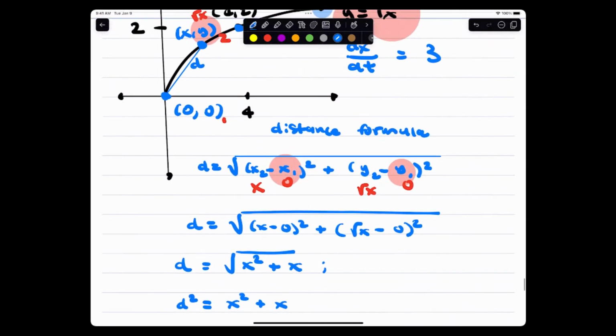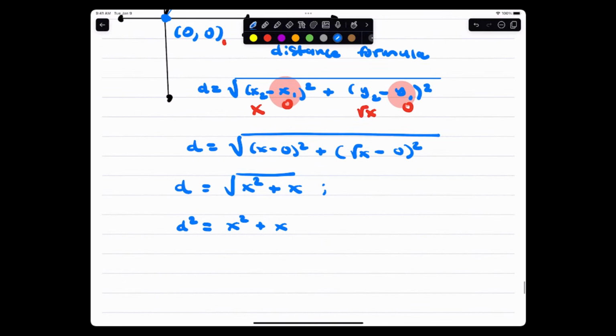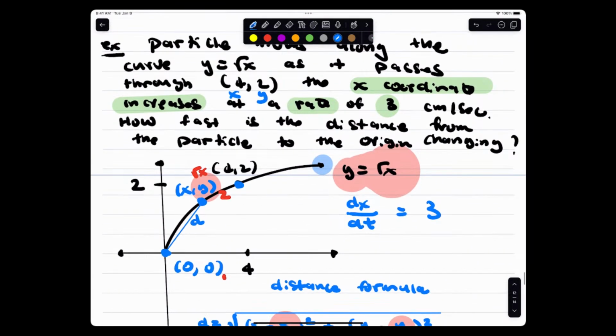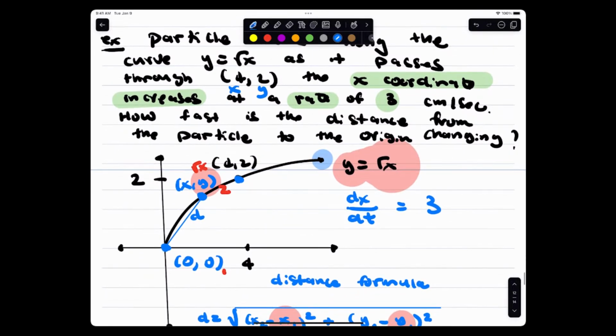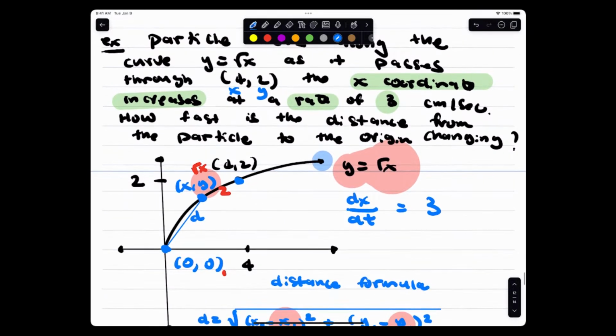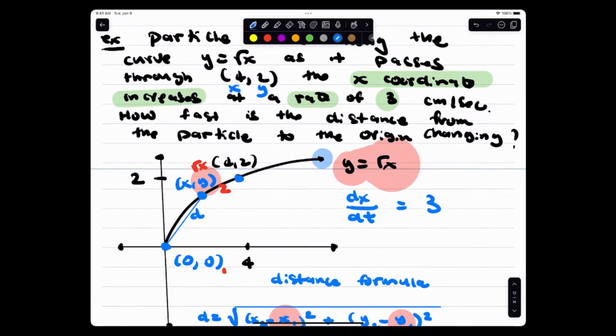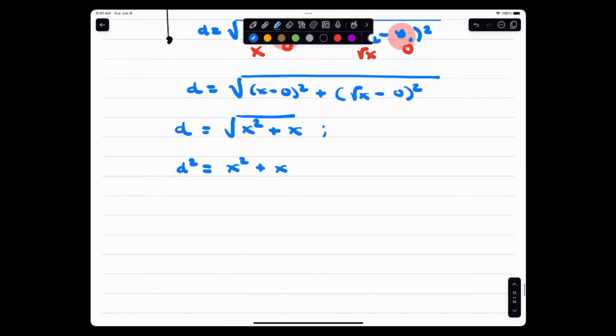Anyway, you guys okay with this? All right, now you might say, what's going on with these questions? Well, they gave us dx dt. They want to know how fast is the distance, oh, what do they mean by this? Is the distance from the particle to the origin changing? Isn't that d? So they're asking for this question.